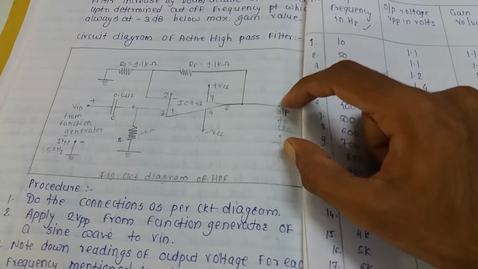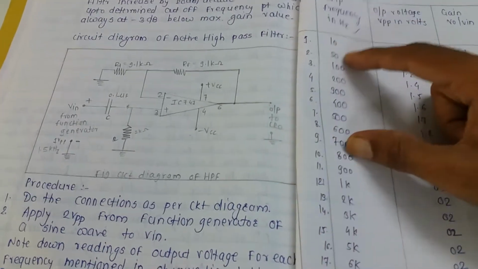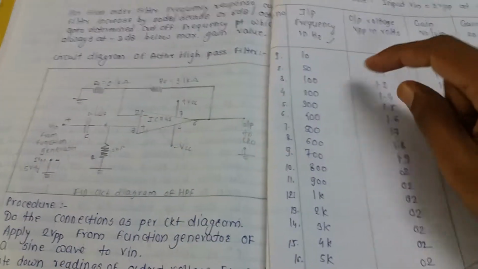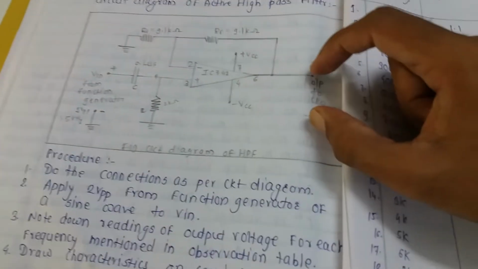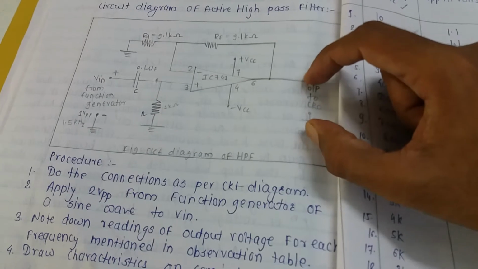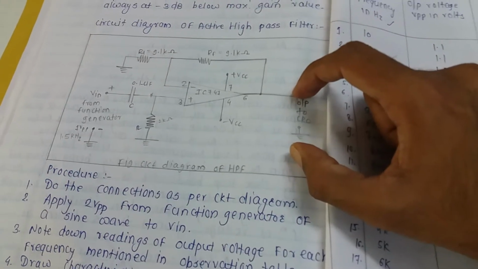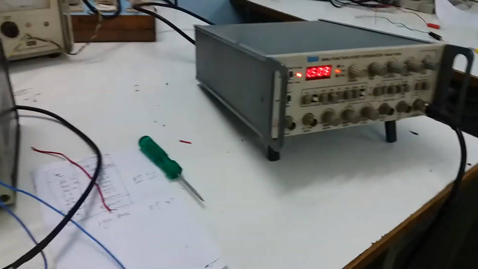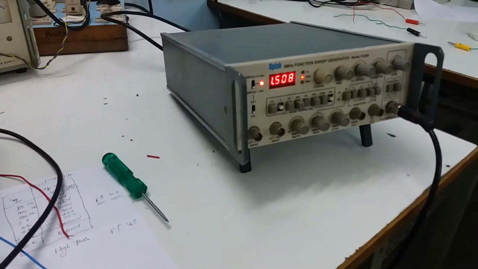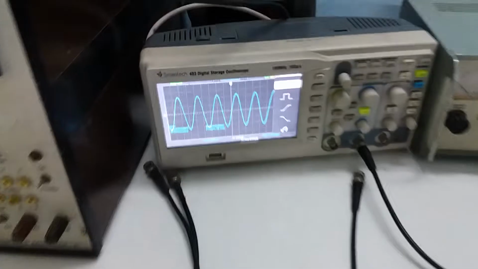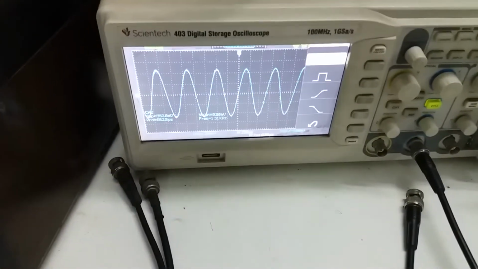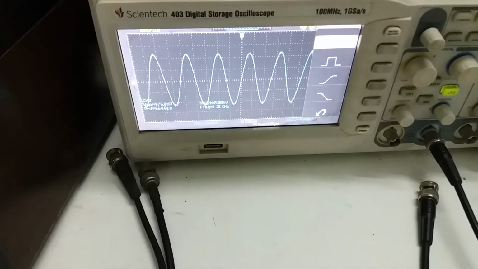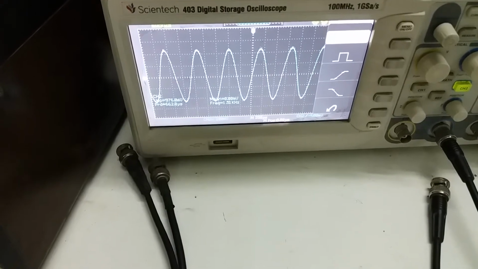VPP will be measured with respect to the variation of the frequency. We are going to see the output in the CRO. I have set just 1.5 kilohertz only and have not changed it. And what is the output voltage? Here it will be measured. It is showing 960 millivolts.